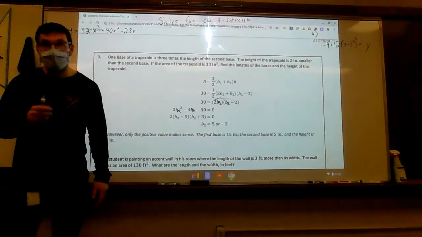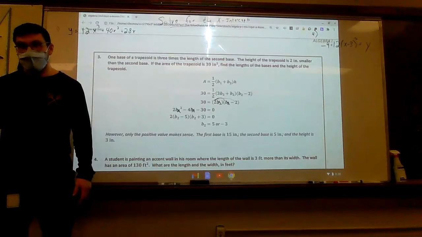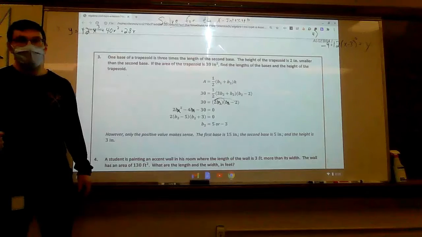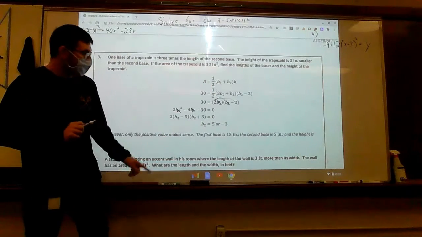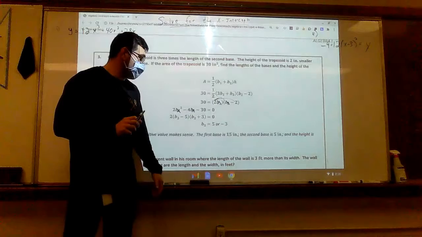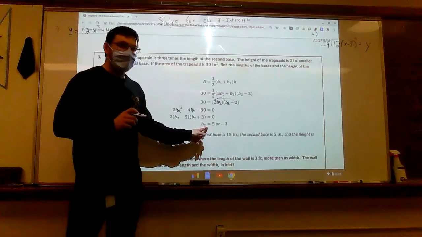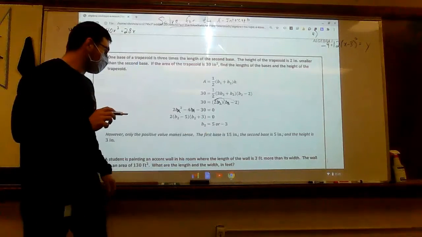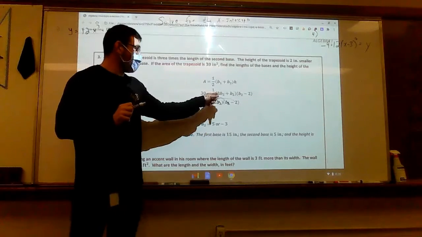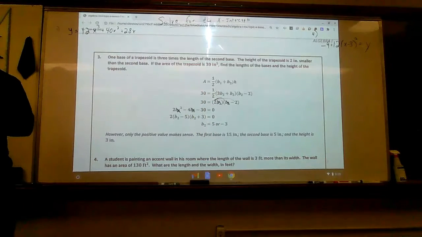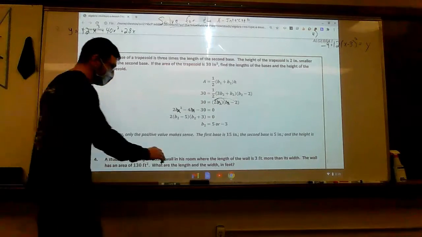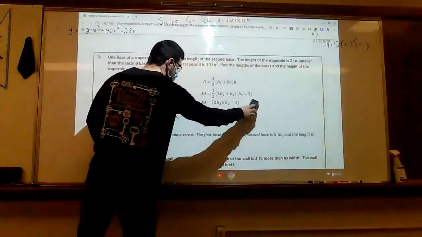Does anybody need me to start that with just x's? Because the b2s are what's going to confuse you with the b1s and the b2s. Think about it as x's. Once we factor, we get positive 5, negative 3. Well, remember, we cannot have negatives, so we're using that positive 5. The first base is 5 times 3, which is 15. Questions there? You will have questions like this on your quiz, which is next Wednesday. Or Thursday if you're a B day.